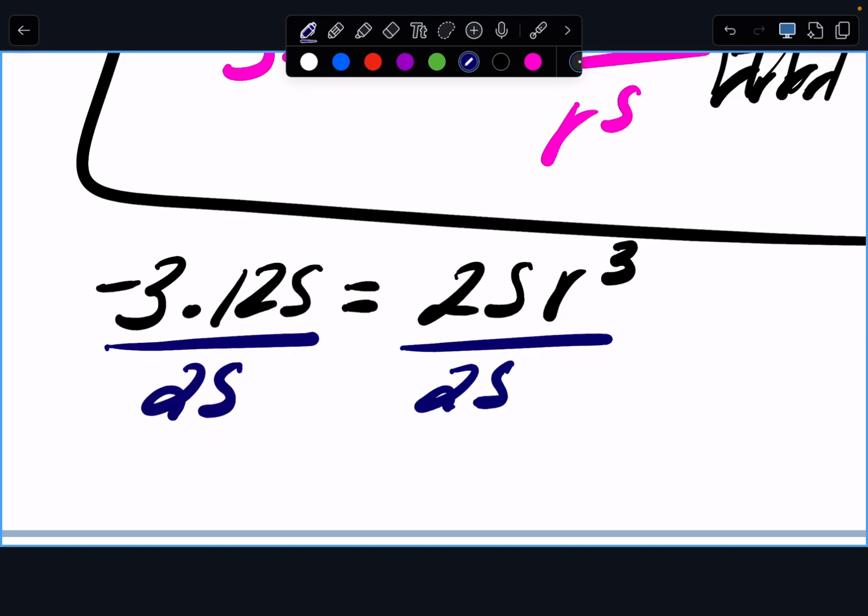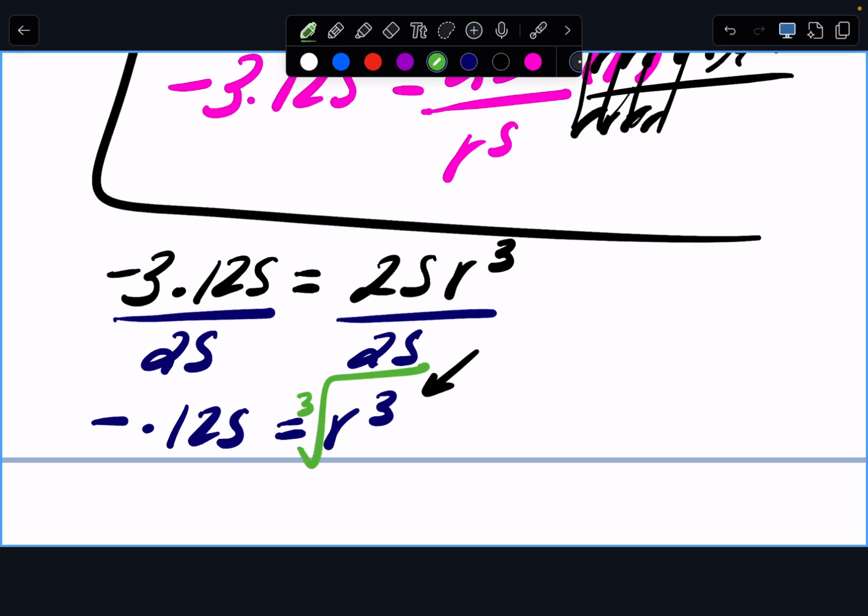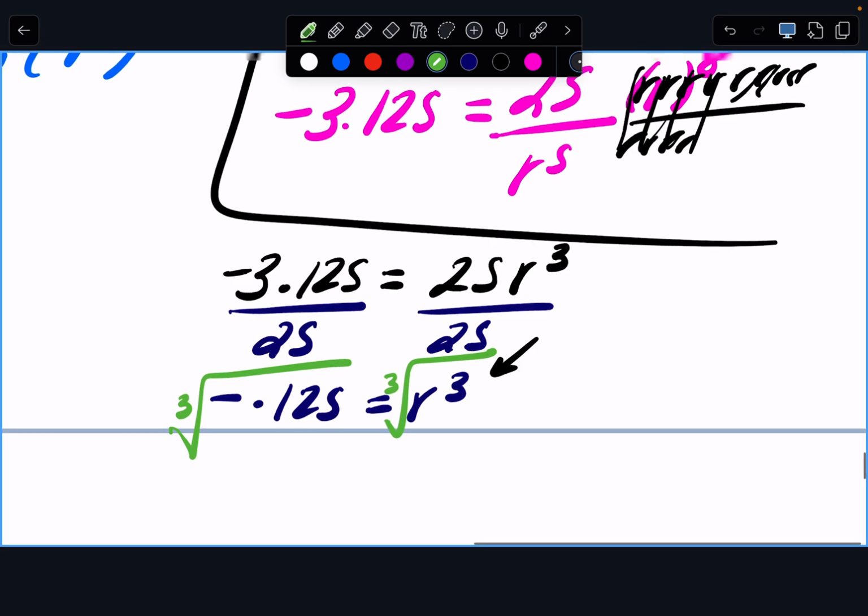Negative 3.125, divide by 25. Well, let's not even do that. Decimals are allowed. If decimals are there, we can use decimals. How do you undo a cube power? Cube root. So you can type into your calculator negative 0.125 raised to the 1/3 power if you want. Or you can type in cube root. Guess what? That's really nice. It's negative 0.5 equals r.